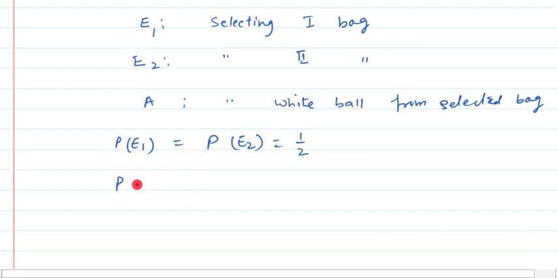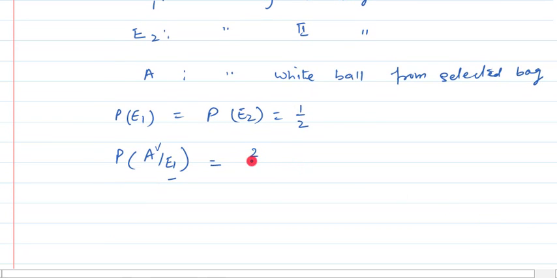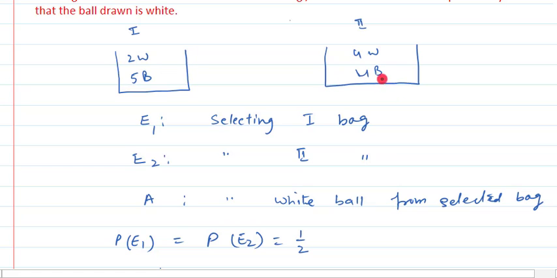Now, we need to find out P(A/E1). So, what is the meaning of P(A/E1)? P(A/E1) is the selection of a white ball when bag E1 has already been selected. So, this is nothing but simply the conditional probability of selecting a white ball when E1 has already happened. So, it is equal to 2 upon 7, because in bag 1 we have 2 white balls and 7 as the total balls. Similarly, now you can find out P(A/E2), that is the selection of a white ball when bag E2 is selected or event E2 has happened. So it is 4 by 8 clearly.